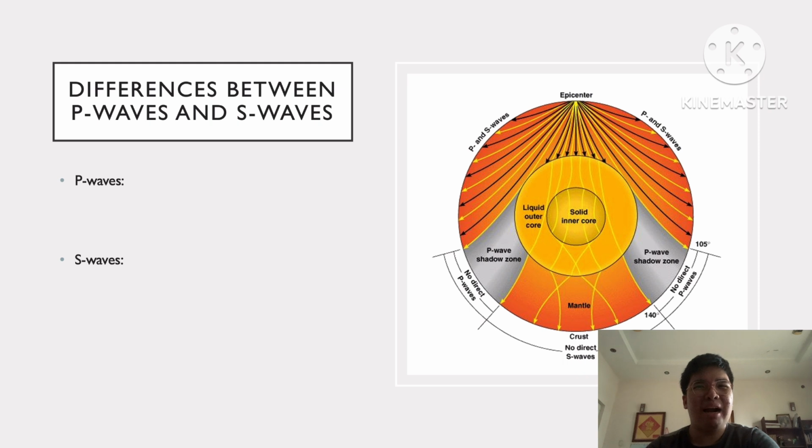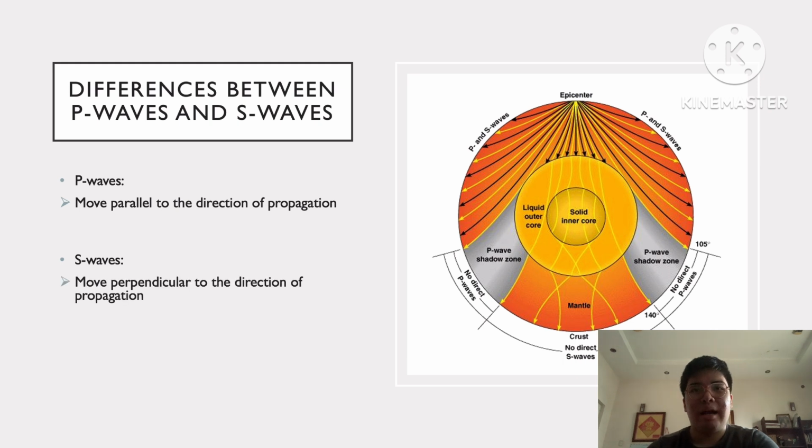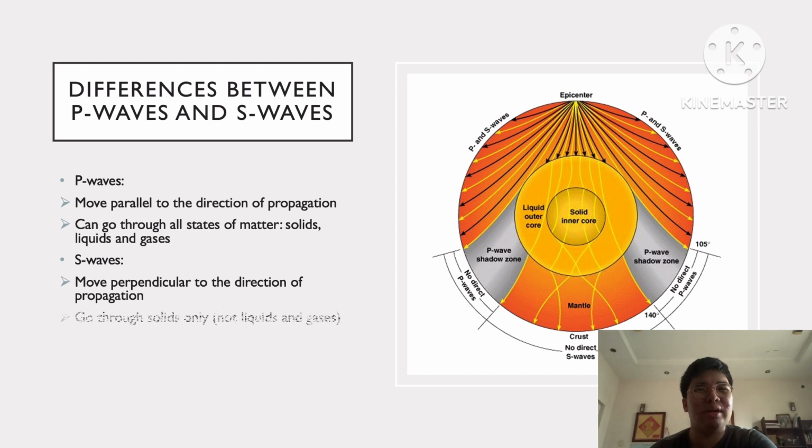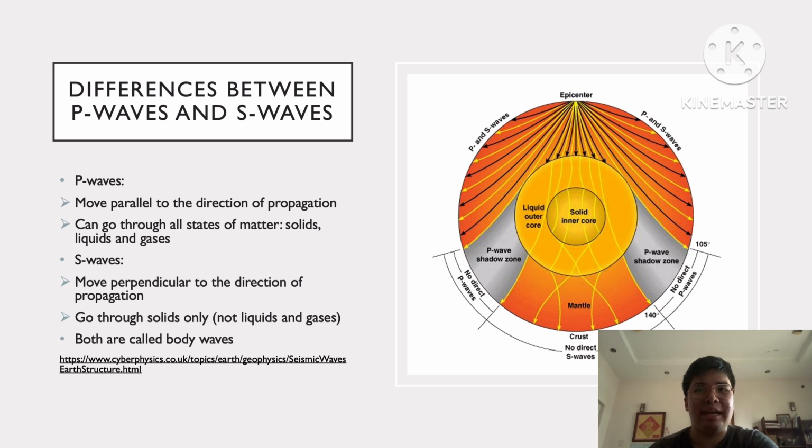P waves move parallel to the direction of wave propagation, while S waves move perpendicular to the direction of wave propagation. P waves can move through all states of matter, solids, liquids, and gases, as illustrated when moved through the layers of the earth. S waves can propagate through solids, but that is not the case with liquids or gases, as seen in this picture. They are both called body waves. The layers of Earth can be discovered using this technique.